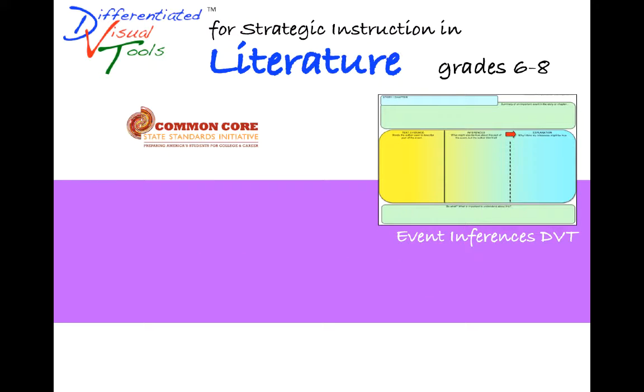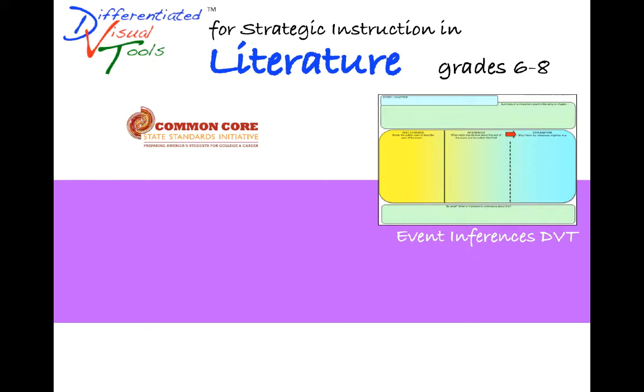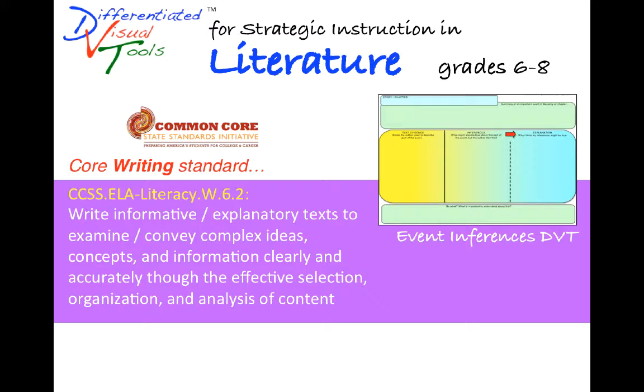The Event Inferences DVT is really designed to address specific Common Core standards associated with reading literature. For example, cite textual evidence to support analysis of what the text says explicitly, as well as inferences drawn from text. It's also designed to support expository writing. For example, write informative and explanatory text to examine or convey complex ideas, concepts, and information clearly and accurately through the effective selection, organization, and analysis of content.